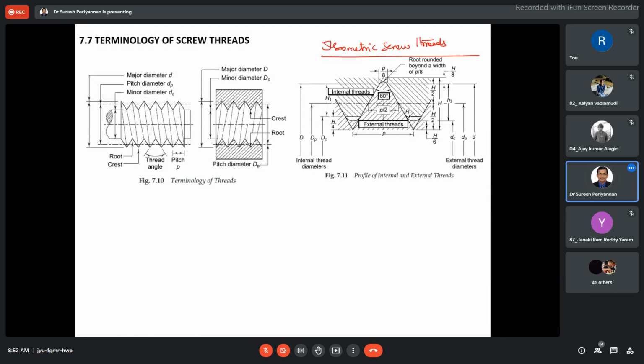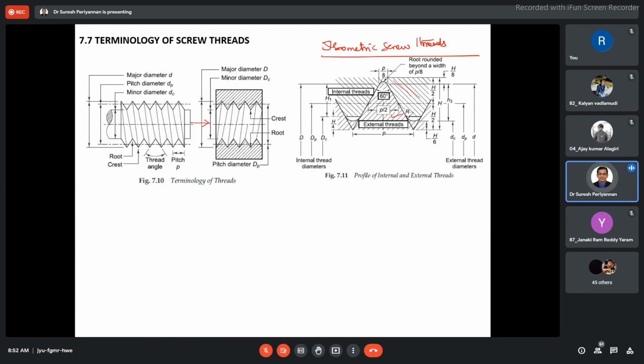Now see here, this is internal thread. Which region? This is a sectioned view. This direction sectioned view is internal thread, because the nut is already engaged. The nut is inserted inside the thread. For example, the nut is now fitted inside the thread. Now, see, this is the internal thread. This is external thread. This one is external thread. This is internal thread.